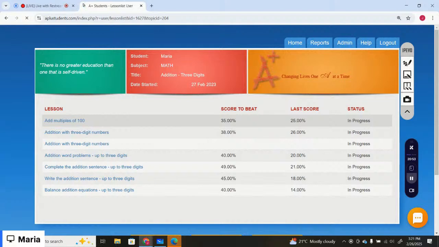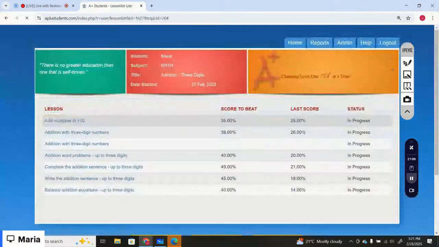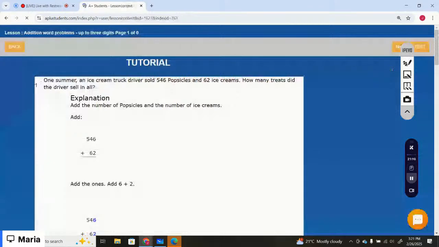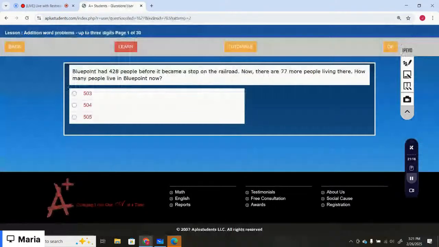The next lesson is addition word problems up to three digits. Okay, let's just start with the test questions. Blue Point had 428 people before it became a stop at the railroad. Now there are 77 more people living there. How many people live in Blue Point now?